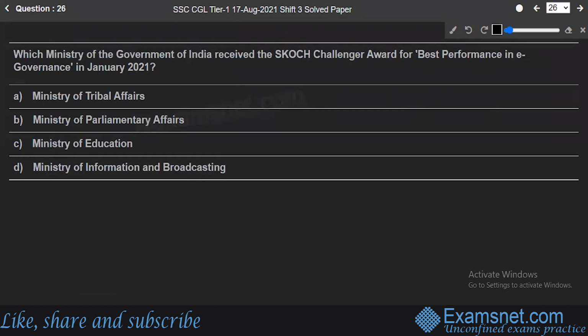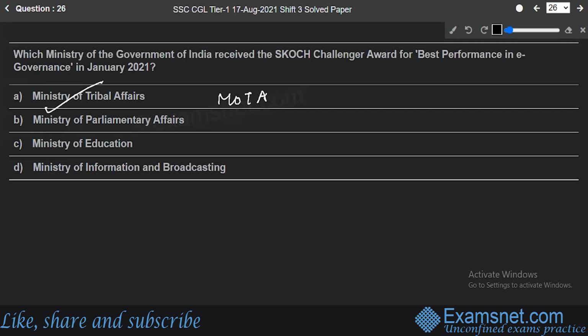Question number 26. Which ministry of the Government of India received the Scotch Challenger Award for the best performance in e-governance in January 2021? Is it Ministry of Tribal Affairs, Ministry of Parliamentary Affairs, Ministry of Education, or Ministry of Information and Broadcasting? Well, the Scotch Challenger Award for the best performance in e-governance was presented to the Ministry of Tribal Affairs, that is MOTA.